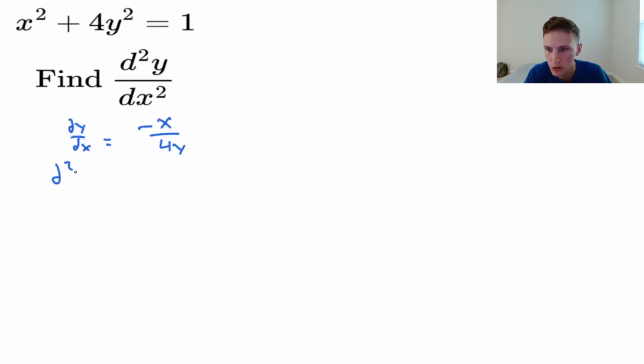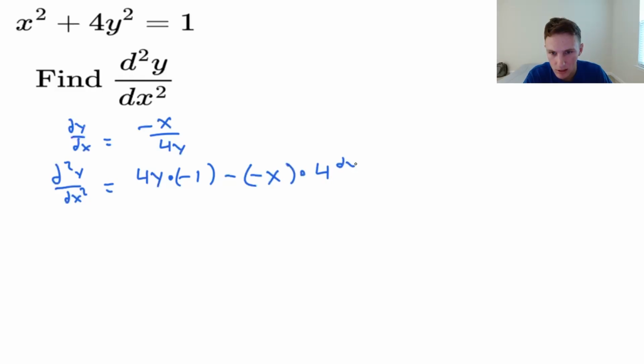So this is going to be d2y over dx squared equals, and then we're going to have to use the quotient rule. So low d high minus high d low all over low low, if you know that acronym. I'll make another video about quotient rule if you guys want me to. But anyways, so we'll put the denominator on top, 4y times the derivative of the numerator, so that'll be times negative 1. And then minus the numerator, so negative x, so minus high times d low, so that'll be times 4 dy/dx, all over low low, so that'll be 16y squared.